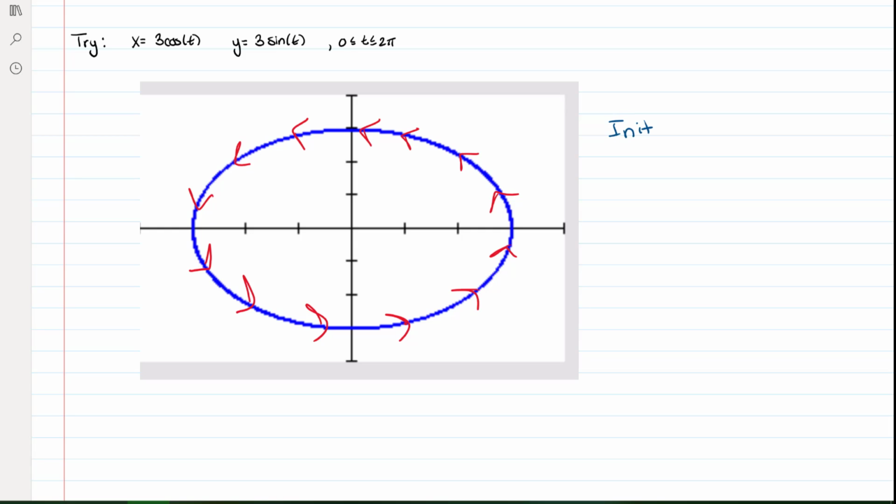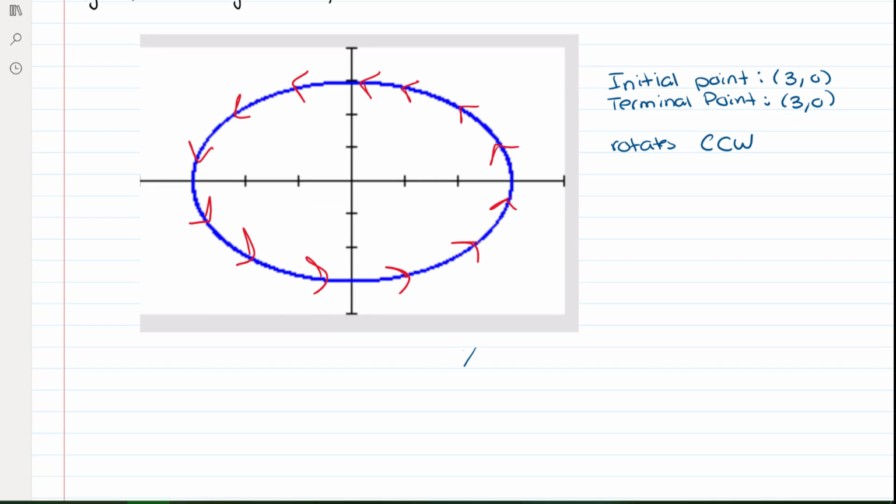Okay, so my initial point was (3, 0), and my terminal point was also (3, 0). And it rotates counterclockwise. Okay, and then we need to go ahead and create the equation.